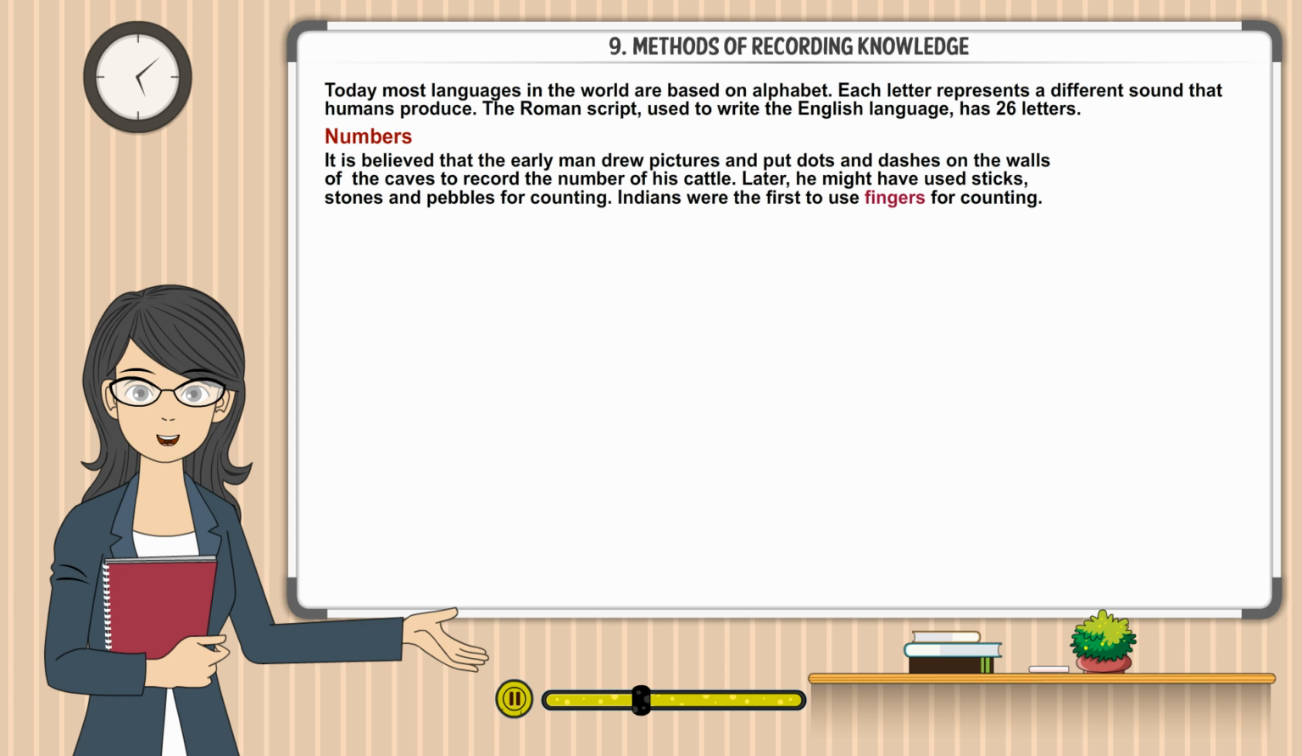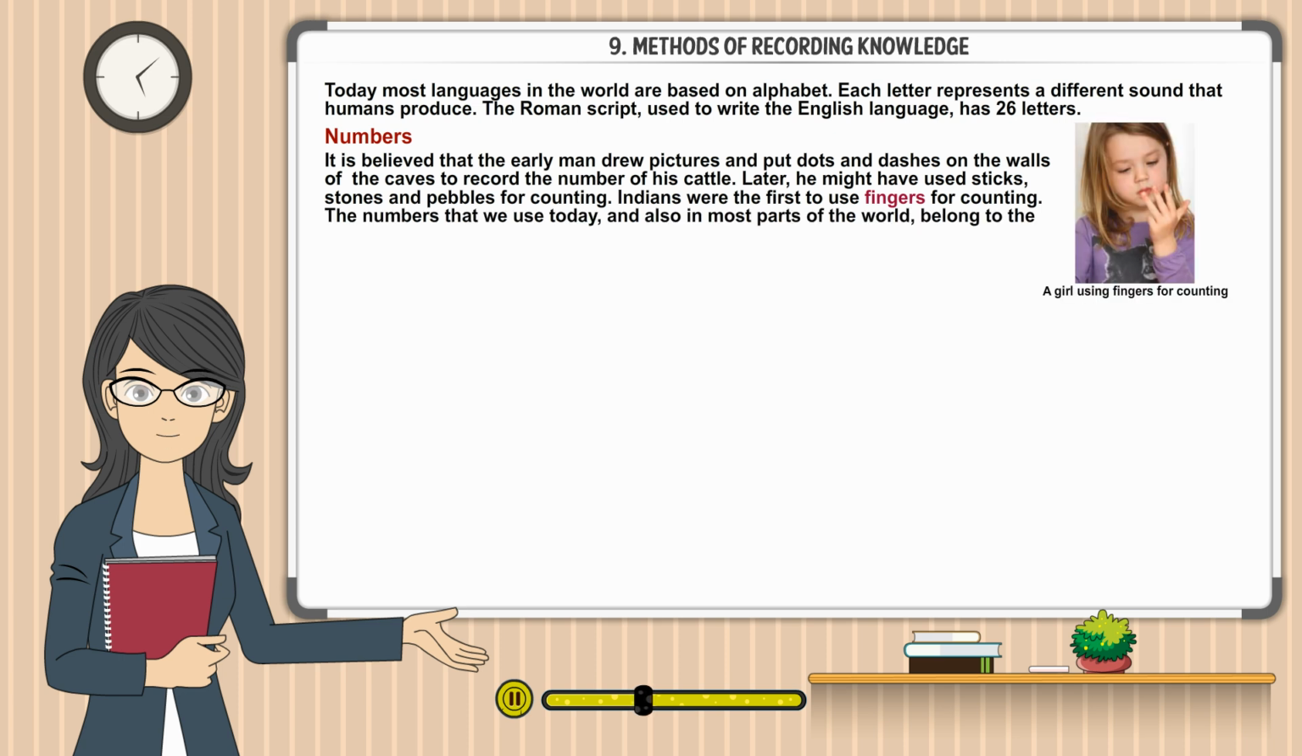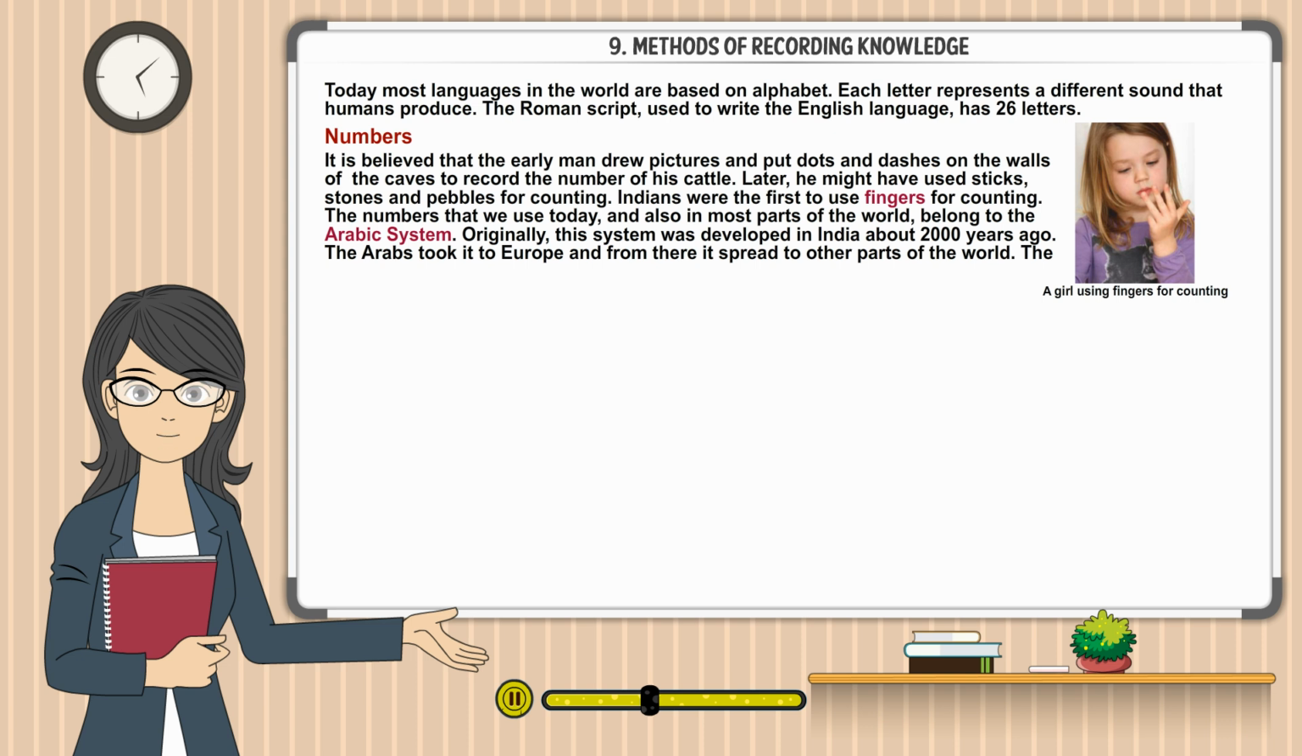Indians were the first to use fingers for counting. The numbers that we use today and also in most parts of the world belong to the Arabic system. Originally, this system was developed in India about 2000 years ago. The Arabs took it to Europe and from there it spread to other parts of the world. The Arabs still call these numbers Hinsa, which means of India.